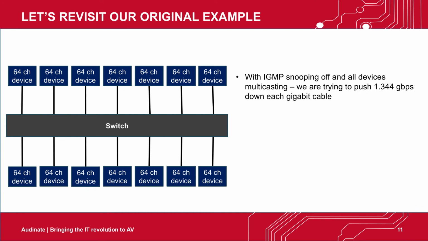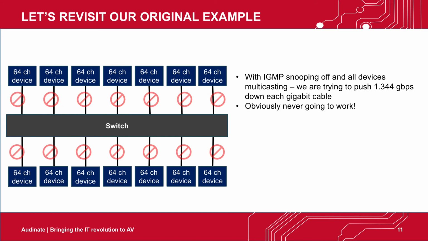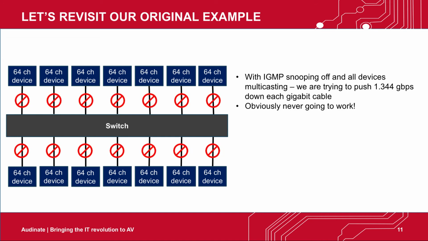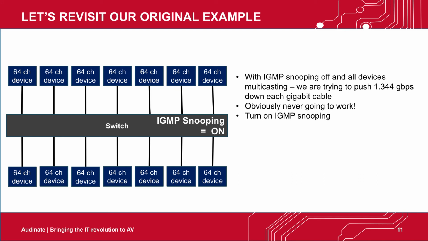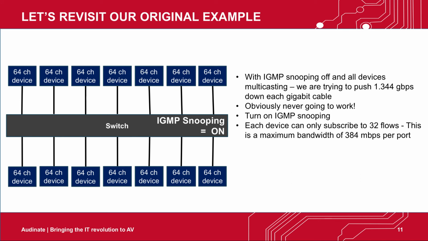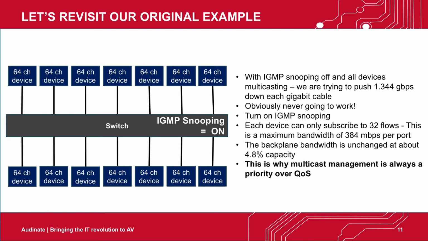Remember, with IGMP snooping off and everything multicasting, we were trying to push 1.344 gigabits per second down each gigabit cable. Now, this is obviously not going to work. We turn on IGMP snooping. Each device can only subscribe to 32 flows. This is a maximum bandwidth of 384 megabits per second per port. The backplane bandwidth is unchanged at about 4.8% capacity. This is why multicast management is always a priority over QoS.